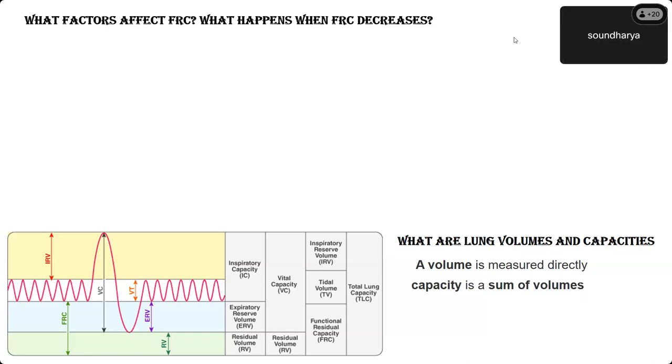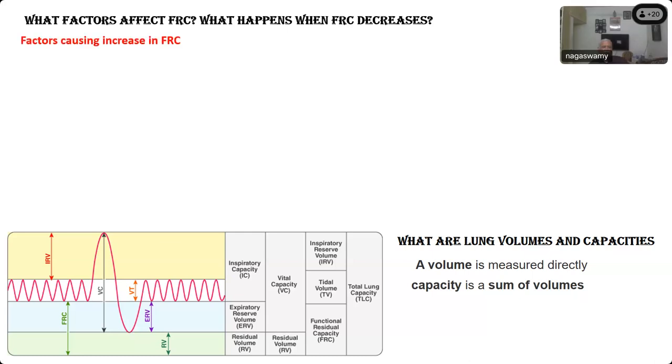Supine position, age, height. So you can say FRC can increase or decrease, because the question is what happens when FRC decreases. So that means something can increase the FRC also, isn't it? So factors can affect FRC, decrease FRC. What factors will increase FRC? You said adequate pre-oxygenation with 100%.